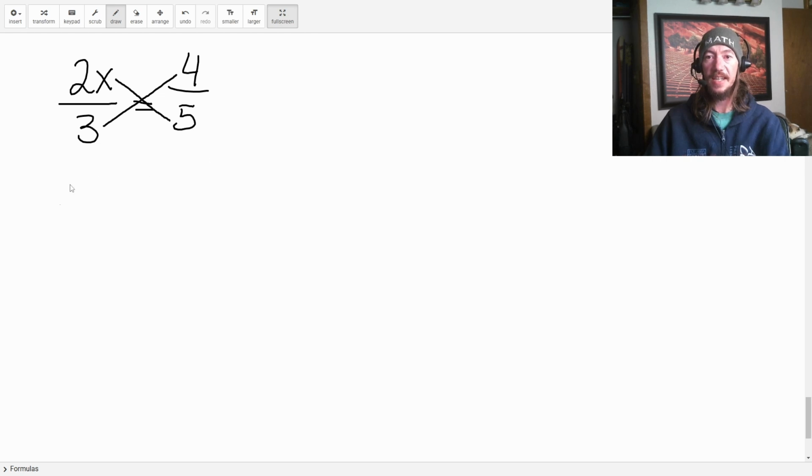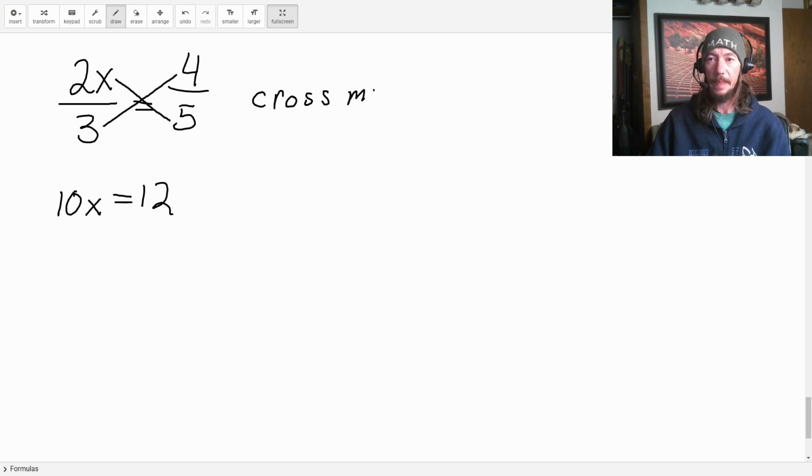So 2x times 5 is 10x. Set that equal to 3 times 4 is 12. And now we've undone our fractions and we can solve this normally. So that was cross multiply. Now I'm going to divide by 10 both sides, which leaves me with x equals 12 over 10. And then we want to reduce that.